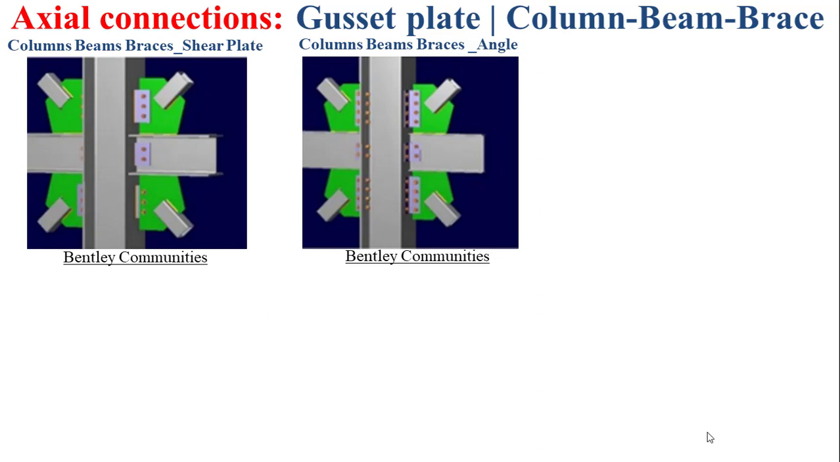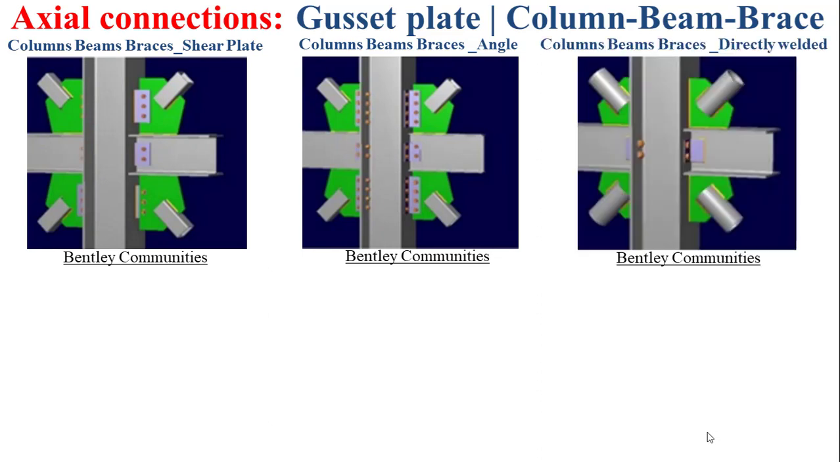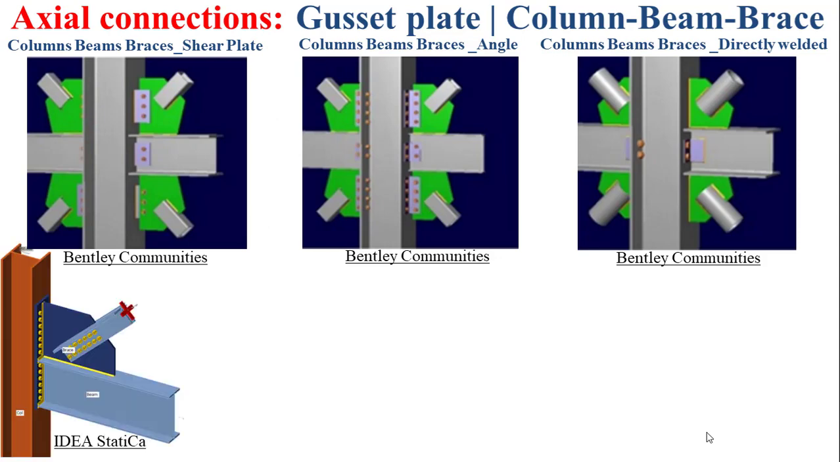The gusset plate can be also directly welded to the beam, the column, and the brace as it is depicted by the figure that you see in the right of this slide. It's to note also that if the beam is connected to the column using an end plate as it is depicted by the figure that you see in the bottom left of this slide, this end plate can be extended to integrate the gusset plate, and as you can notice in this figure, the gusset plate is welded to the beam and welded to the end plate.